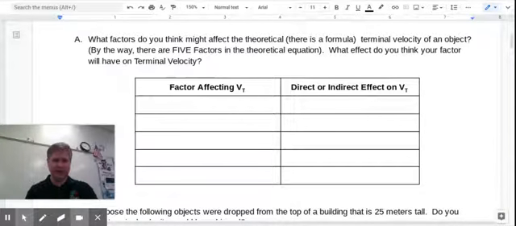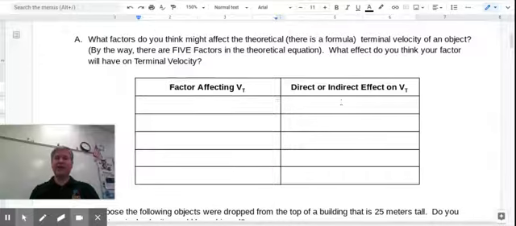Please do not Google the theoretical equation. I'm just asking you to try to do this based on your knowledge. See if you can come up with what you think 5 different factors might be. Once you have that factor, let's suppose that you think the day of the week might affect terminal velocity. That's obviously a very silly answer.